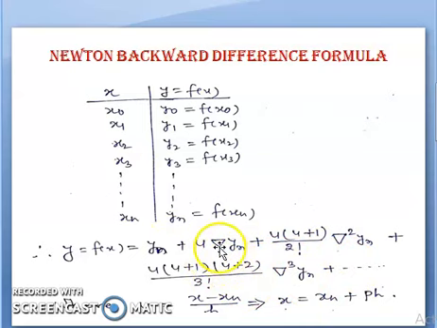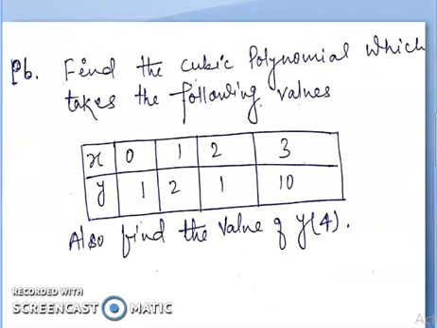Now with the help of this formula, see, this is a problem regarding the backward difference formula. Find the cubic polynomial which takes the following values. The value of x is 0, 1, 2, 3 for equal intervals, and y equal to 1, 2, 1, 10. Also find the value of y4. So this is a problem related to the Newton backward difference formula.